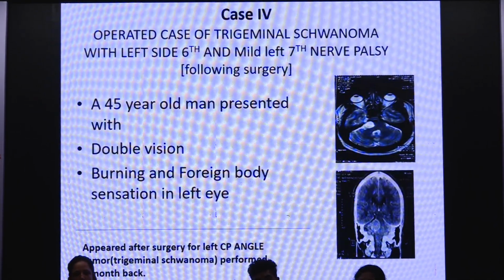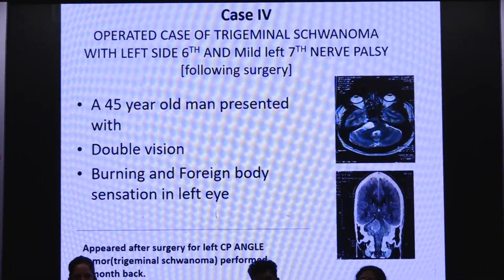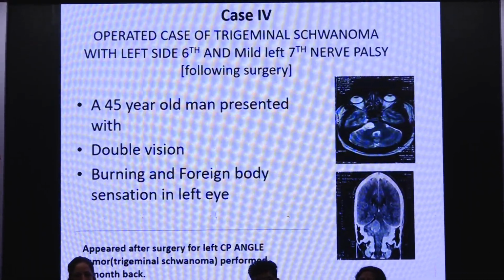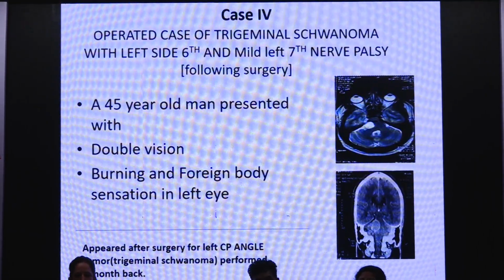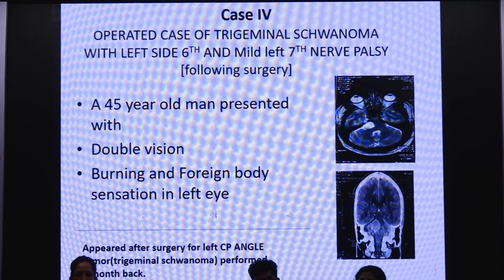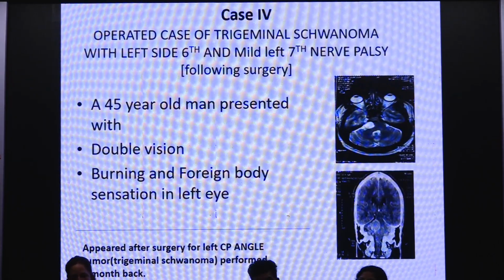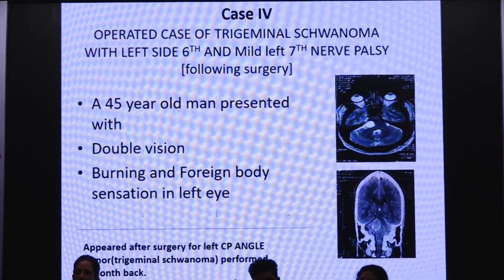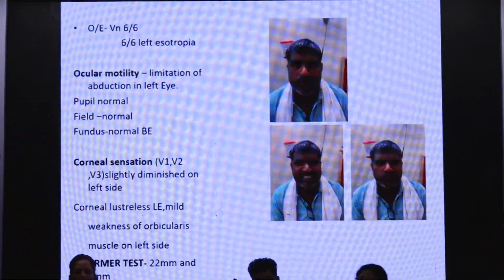This patient we had was operated on by a neurosurgeon for trigeminal neuralgia, trigeminal schwannoma. Following the neurosurgical operation, he developed left-sided sixth and mild seventh nerve palsy. So he had double vision because of sixth nerve palsy, but he had marked burning and foreign body sensation in the left eye. These symptoms were not there before the surgery.